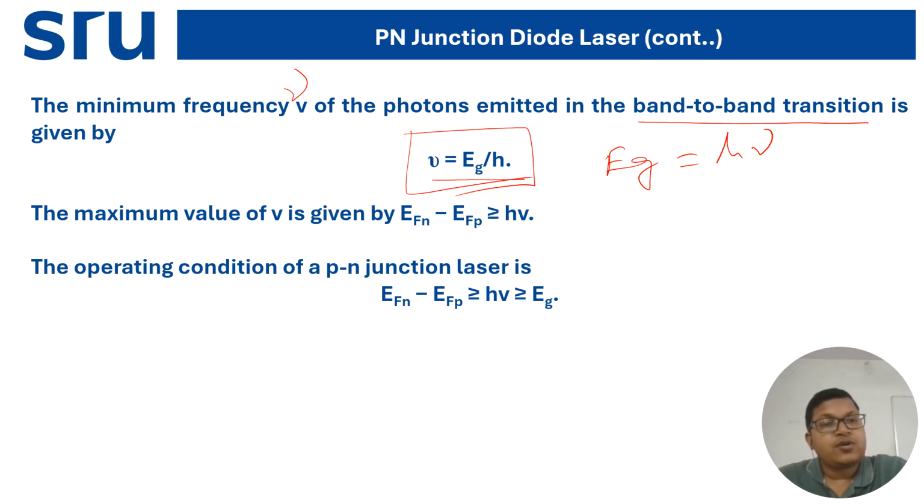Now we will see some conditions. The maximum value of nu is given by EFN minus EFP greater than h. What is this EFN and EFP?